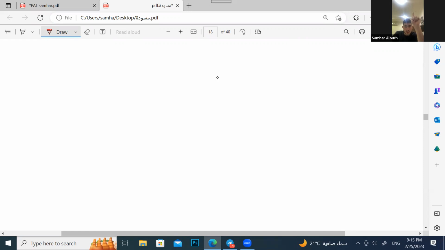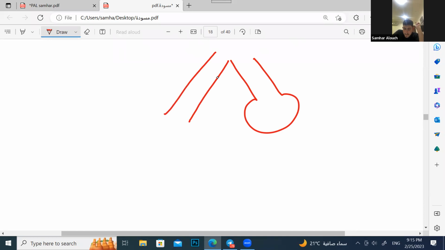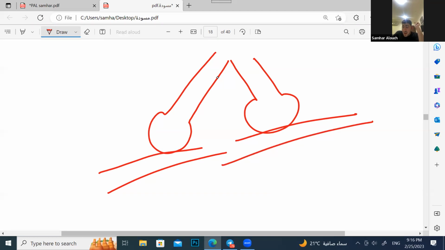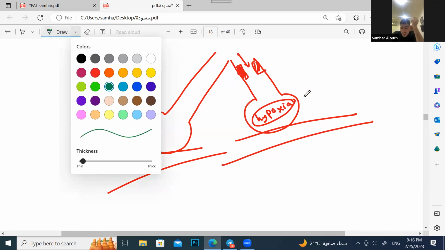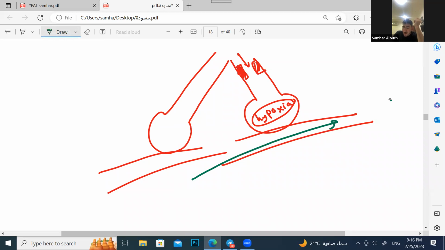What's happening in hypoxia? I have an alveolus, and I have another alveolus, and I have a blood vessel here and a blood vessel here. Suddenly, I have an obstruction in this alveolus. Oxygen can't go in, and now this alveolus has hypoxia. This is bad because this blood vessel is sending blood to get oxygen, but there is no oxygen here because it's obstructed.